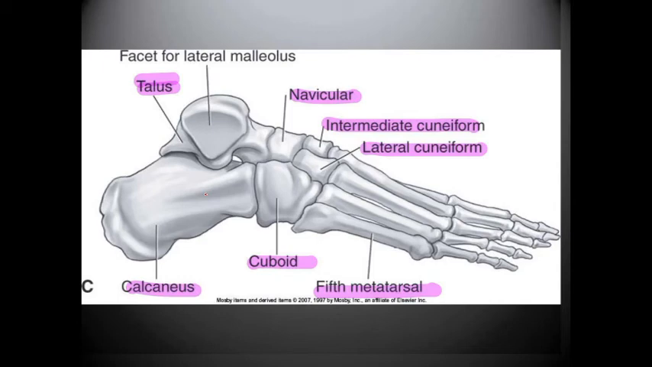Here is a lateral-medial view, and we see that we have the cuboid, lateral cuneiform, intermediate cuneiform, navicular, talus, calcaneus, sinus tarsi, 5th, 4th, 3rd, 2nd, and 1st metatarsals, and we can see the proximal, middle, and distal phalanges all the way.